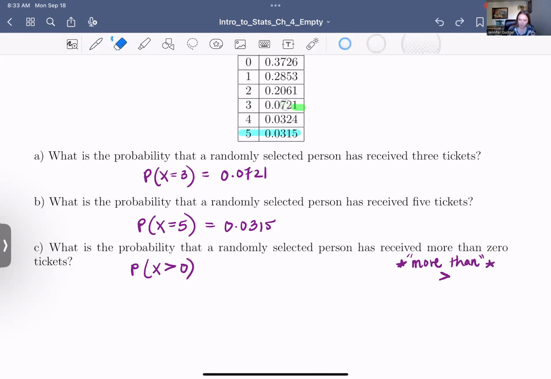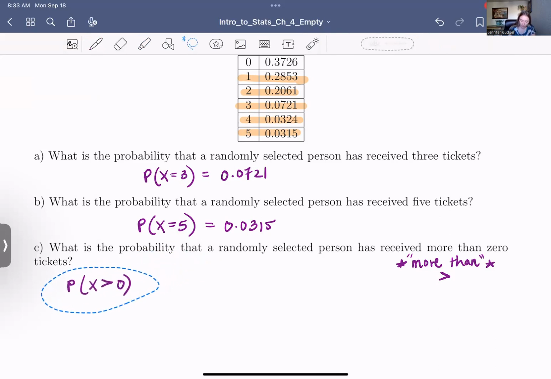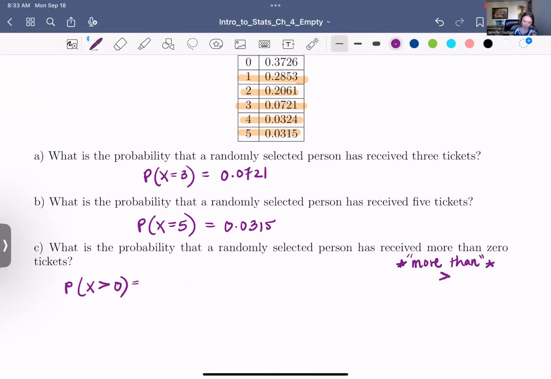Value-wise, this means I'm looking at any number that is bigger than 0, or more than 0. So that's 1, 2, 3, 4, and 5. All of those would be more than 0. So one way to find this, much like with our frequency tables, we would add the probability of it equaling 1, plus the probability of it equaling 2, plus the probability of it equaling 3, plus the probability of the number of tickets equaling 4, plus the probability of the number of tickets equaling 5. You have to add all of those together.